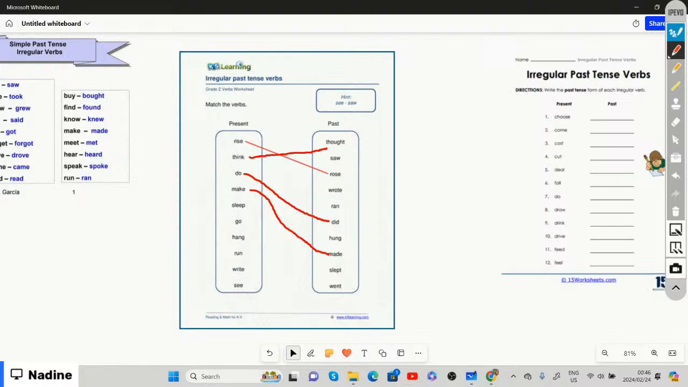And we say sleep and slept, right? All right. And then we say go and went, hang and hung, run and ran, write and wrote, and see and saw. All right. So well done, grade threes.